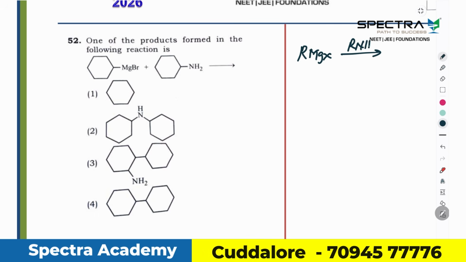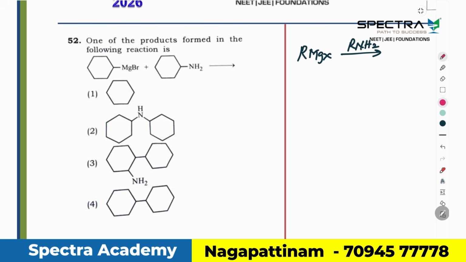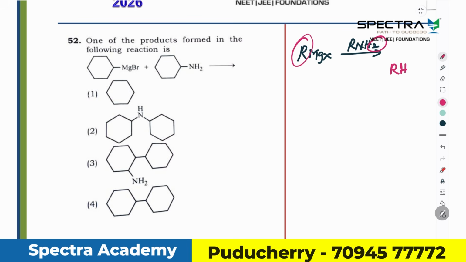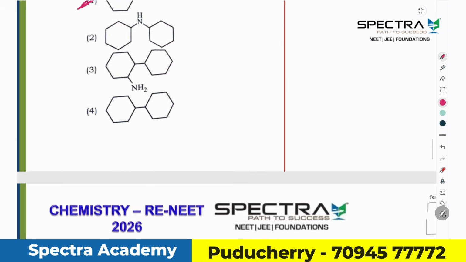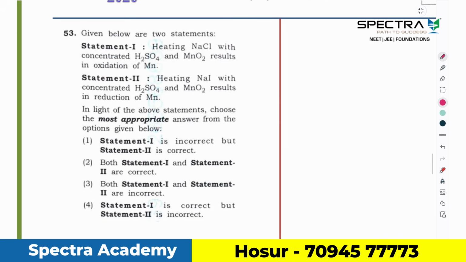or a secondary amine or ammonia, this R minus combines with one of the hydrogens and it will become an alkane. So one of the products formed is cyclohexane. 53rd question. Heating NaCl with concentrated sulfuric acid and MnO2.